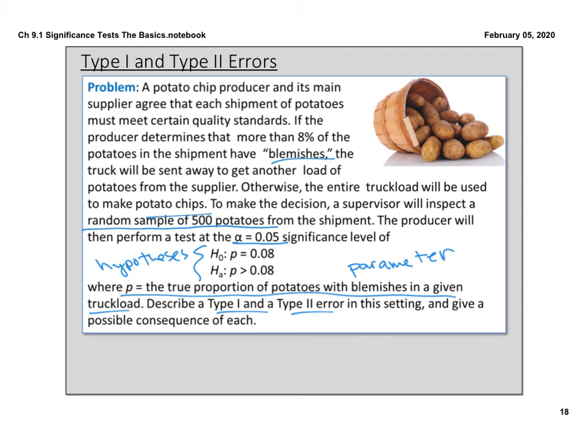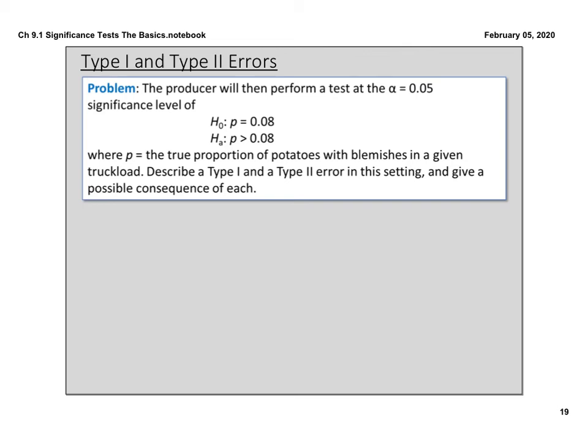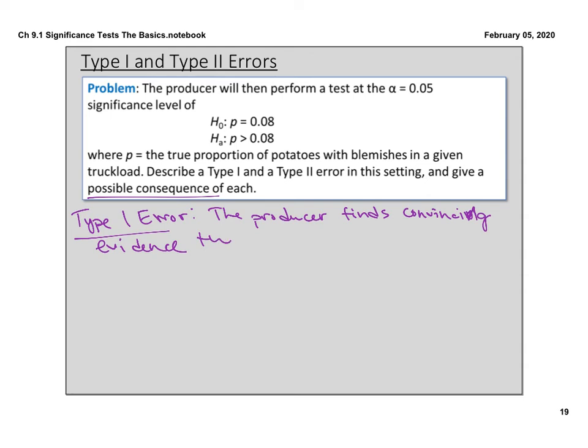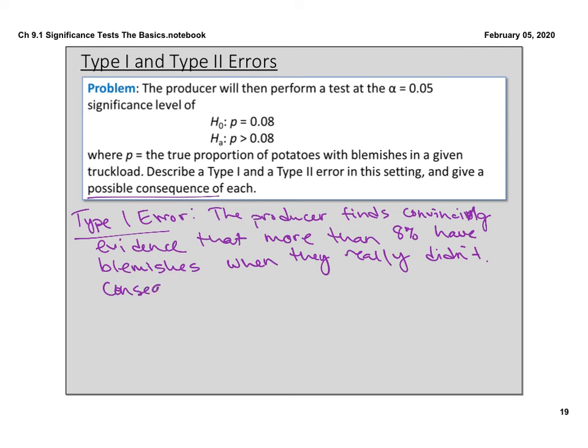Describe what a type 1 error and type 2 error in this setting would be. And then they also say, describe a possible consequence of each. So type 1 error, again, type 1 error is that it's low when it shouldn't be. So type 1 error is that the producer finds convincing evidence, convincing, I can't write today, you guys, convincing evidence that more than 8% of the potatoes have blemishes. When they really didn't. And what would the consequence be here? They'd send the truck away when they could have used them.